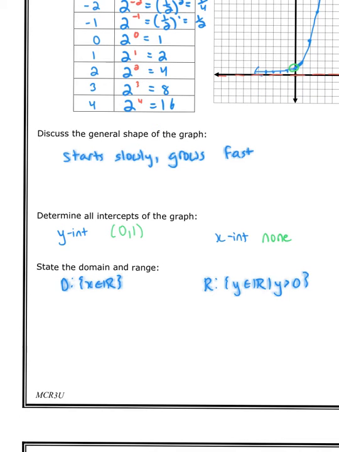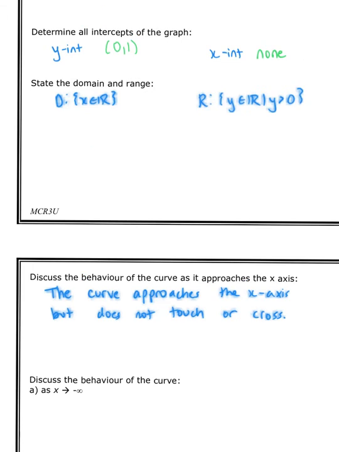And then the domain and range. So the domain, the graph can continue to the left and it can continue going to the right. So the domain x is an element of all real numbers. And the range, y is an element of all real numbers, but y has to be always greater than 0. It cannot be equal to 0, it's just greater than 0.